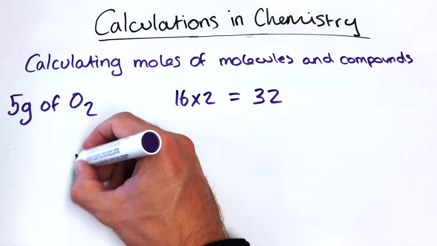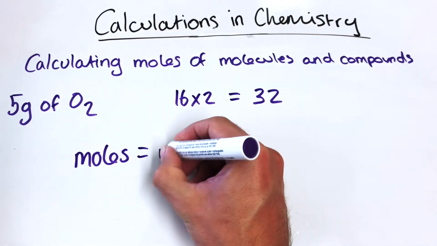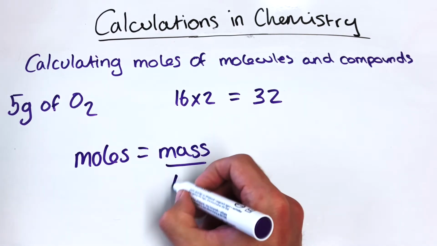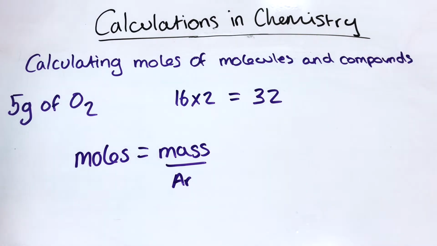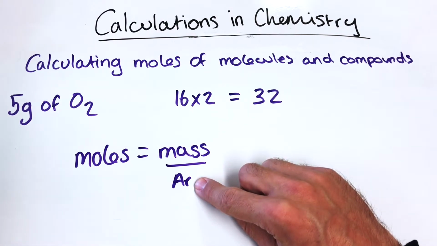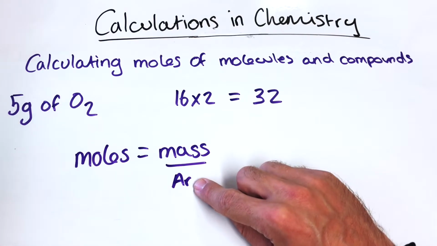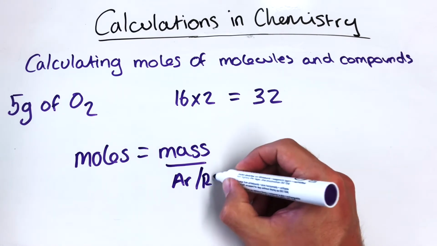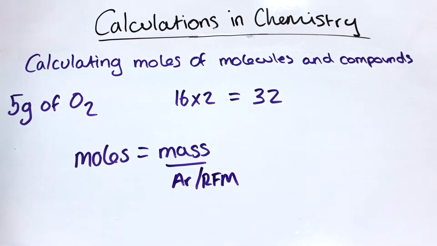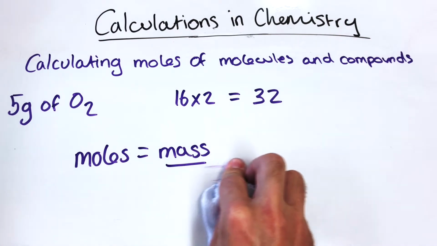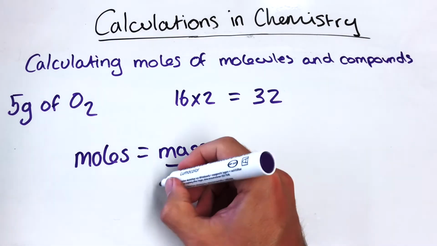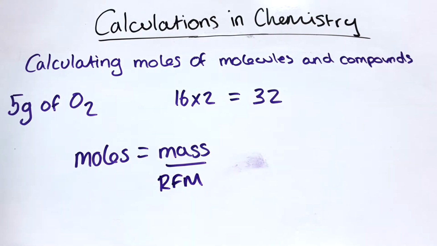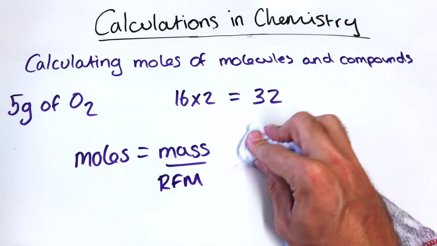Now, moles, if you remember, are calculated by doing mass divided by relative atomic mass. Now, because the units are the same here, because we are using exactly the same thing, we're just adding up all of the different relative atomic masses, we could also say that this was the relative formula mass. So we can either use relative atomic mass or relative formula mass to find moles. So in this particular situation, we're going to use the relative formula mass to find out the number of moles of our different compounds.